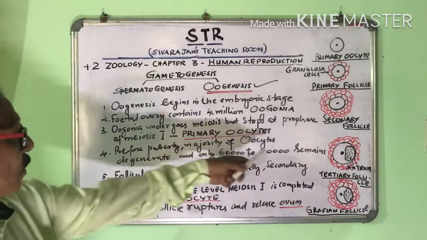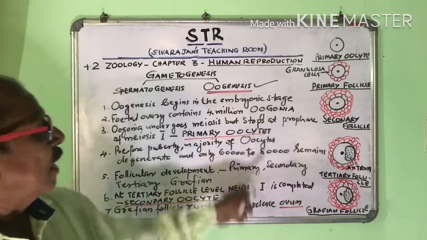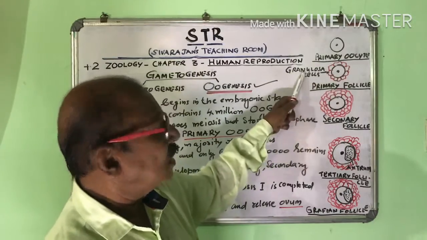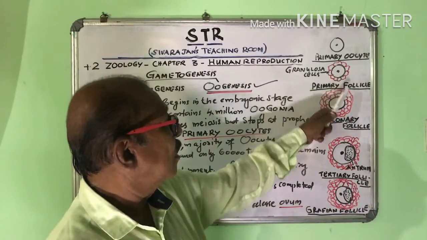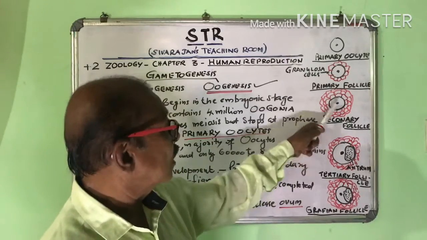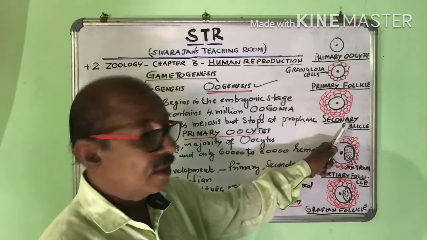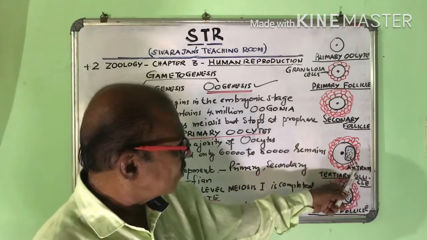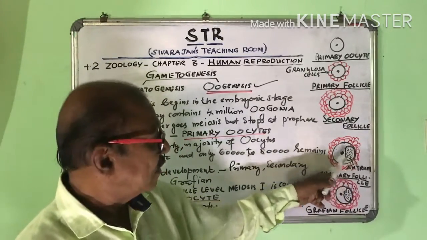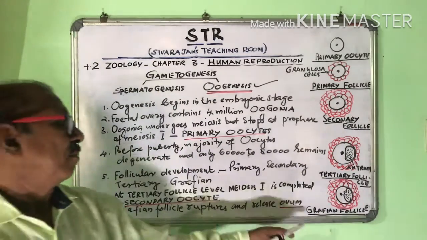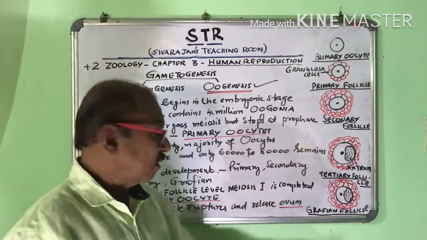Now the primary oocyte gets surrounded by one layer of granulosa cells, that is called a primary follicle. Then it gets surrounded by 2 or more layers of granulosa cells, then it is called a secondary follicle. The secondary follicle develops a cavity called antrum, which is filled with a fluid, and at this stage it is called a tertiary follicle, and the tertiary follicle matures into the graafian follicle.